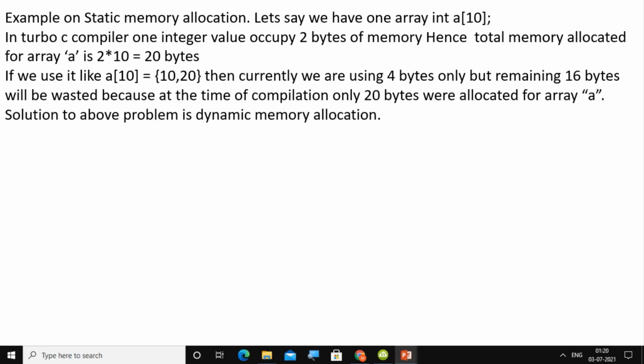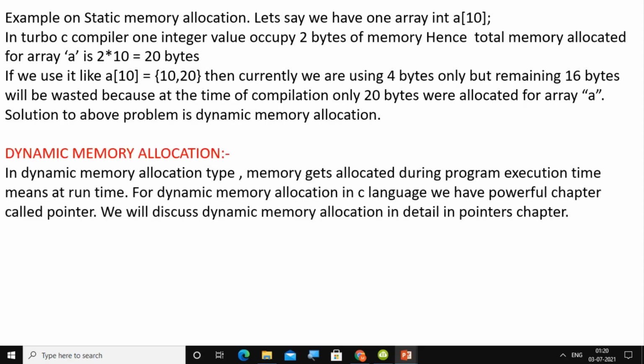Now, solution to above problem is dynamic memory allocation. In dynamic memory allocation, memory gets allocated during program execution time, means at runtime. For dynamic memory allocation in C language, we have a powerful chapter called pointers. We will discuss dynamic memory allocation in detail in the pointers chapter.